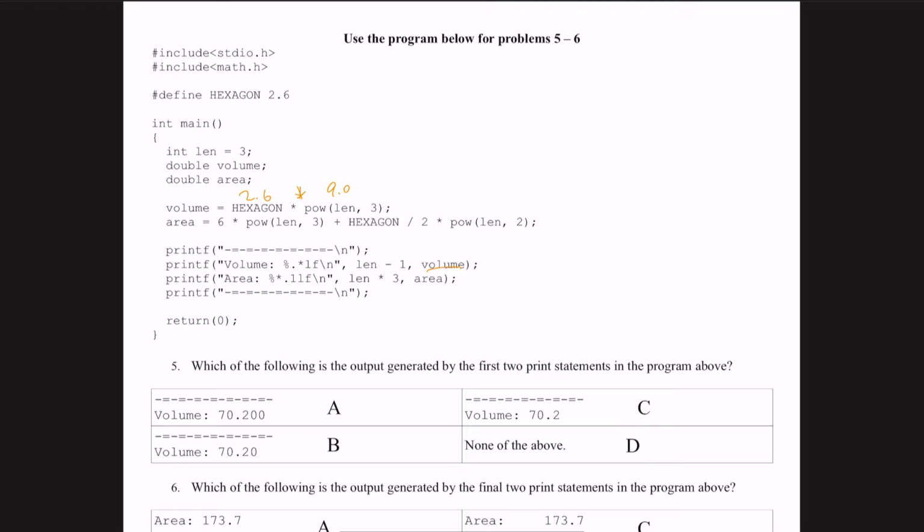So, excuse me, that's going to be 27.0. So volume will be 70.2. And then we have this asterisk right here, which means for our precision modifier, we're going to use a variable to determine what that value should be. So in this case, it's length minus 1 or 2. So you can also rewrite this as 0.2 LF. That means we have two places after the decimal point. So that's going to be B.